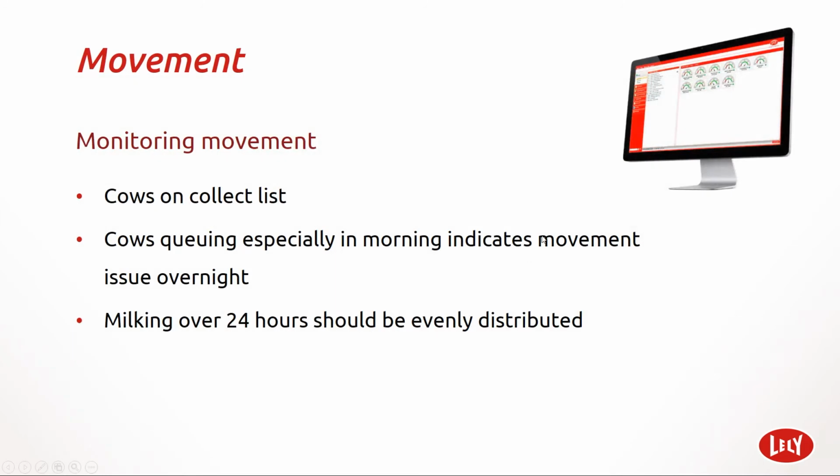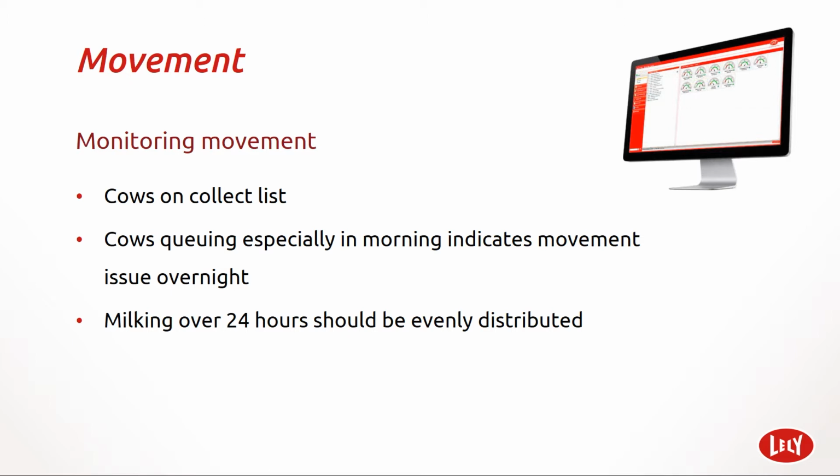Now, movement. Monitoring movement can be important to do to make improvements, so we can get the best possible cow movement. Monitoring movement includes looking on T4C, the Time for Cows computer program, and we look at what we call the collect cow list, which usually indicates cows that have been away for typically 14 plus hours. Another indication in cow movement is cows queuing, especially in the morning, that can indicate a nighttime movement, and we need to come up with solutions on how to fix this.